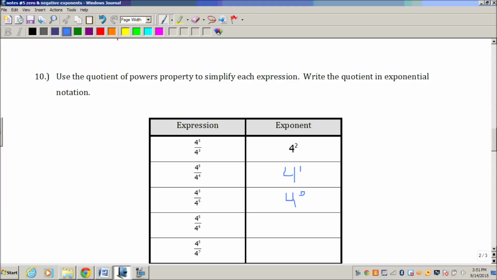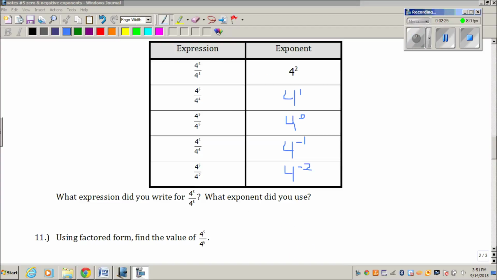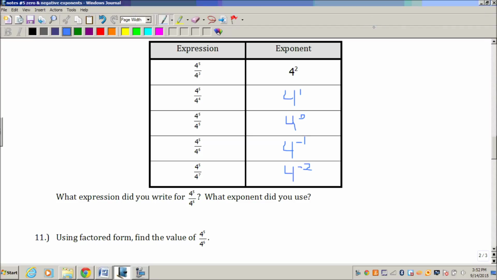4 to the 5th divided by 4 to the 6th is 4 to the negative 1 power, because 5 minus 6 is negative 1. And then finally, 4 to the 5th divided by 4 to the 7th is going to be 4 to the negative 2 power. I know this looks a little bit unusual, but let's take a look at what these might mean by using some of these patterns. What expression did you write for 4 to the 5th divided by 4 to the 6th?